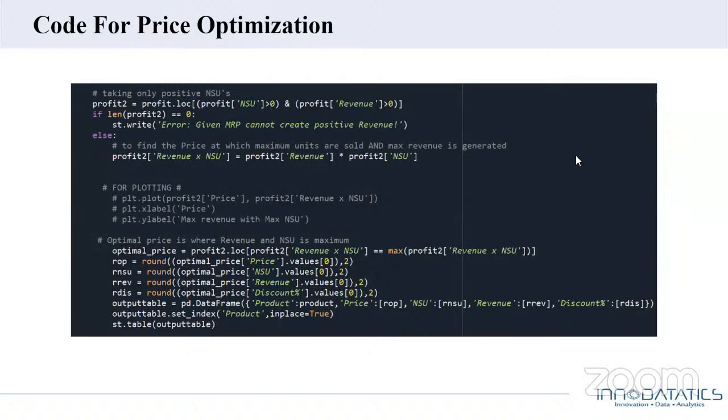So from this data frame, we remove all the rows which contain negative values of NSU or revenue, as these rows are irrelevant. If none of the rows contain a positive NSU and revenue, then an error message saying that the given MRP cannot create positive revenue is displayed. Otherwise, we proceed to create a column, revenue into NSU. The optimal price of the product will be the maximum value of this column. In the next lines, we round off the values to 2 decimal places for clarity. And finally, the optimal price is displayed. Next slide, please.